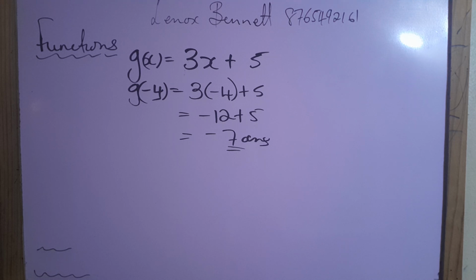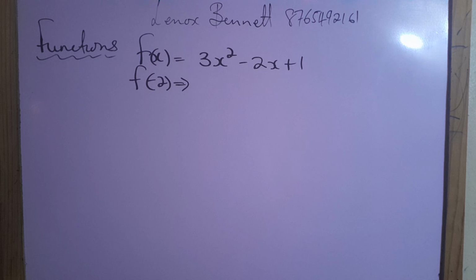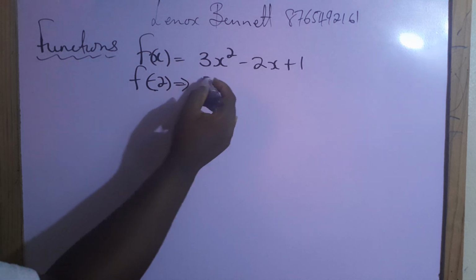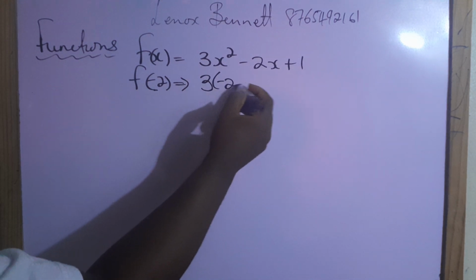Let's look at the next one. Remember, you're encouraged to try the question. Alright, pause the video and try this one. 3x squared minus 2x plus 1. Put negative 2 in the function. Alright. Welcome back. Alright, let's go. So as we discussed, we're going to plug negative 2 wherever x is.